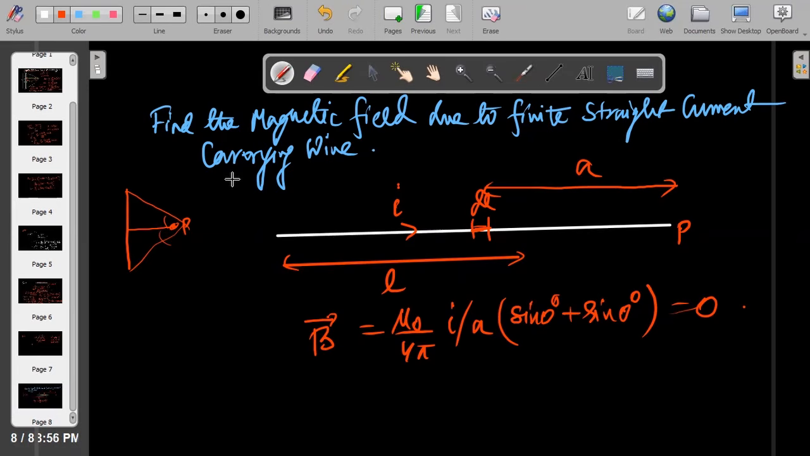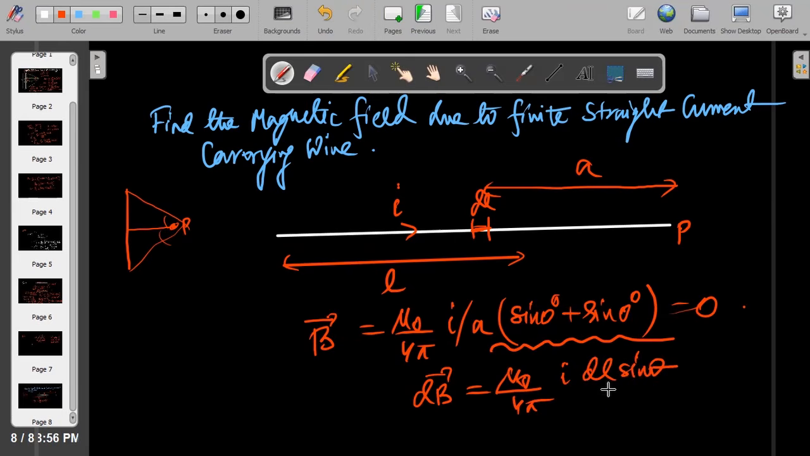Please remember, if we want to find the magnetic field along the wire, not perpendicular, you will not get any magnetic field. Now it is obvious, don't use this formula. You can use the Biot-Savart law. From the definition, dB is mu naught by 4 pi, I dl sine theta by r square. This is the scalar form, so theta will be 0 degrees, and here also it comes 0.